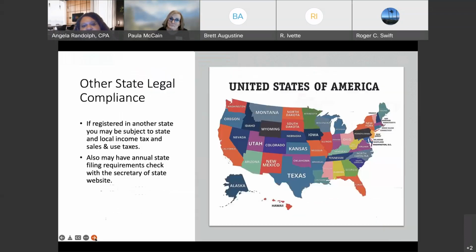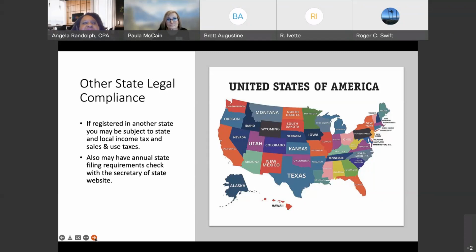So next, let's talk about legal compliance with other states. We may have people on here from other states, and if you're registered in another state, you may be subject to state and local income tax and sales and use tax. As I mentioned, here in Texas, we don't have income tax, thankfully. Also, other states may have filing requirements. You have to check with the Secretary of State. That's the first place I would send someone when they're thinking about forming a business in the state for the first time. There, they should have all the fees listed, all the forms required, all the requirements needed to get your business registered as an LLC or C Corp.